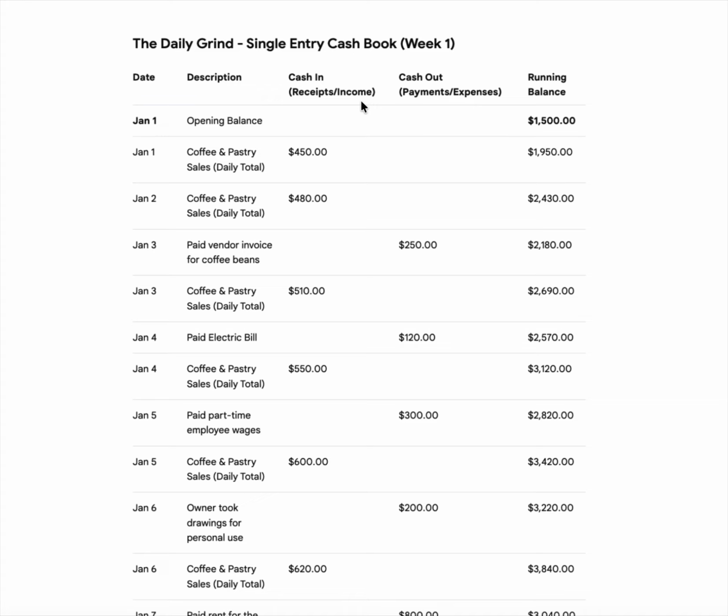So this is the idea. You have a cash in, that is receipts or incomes, then you have a cash out, that is payments or expenses. Then finally you will calculate the running balance. So this is a very simple example of a cash book statement, a real life example of how the coffee shop handles its daily business activities, the daily business entries.